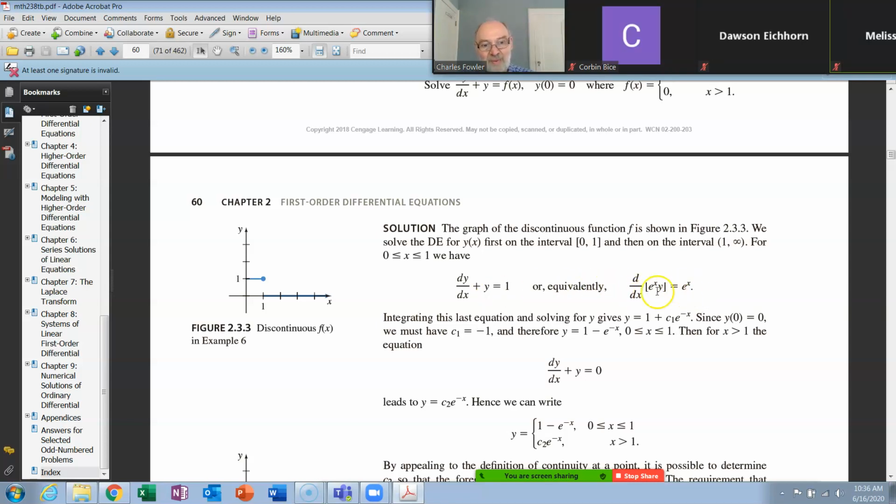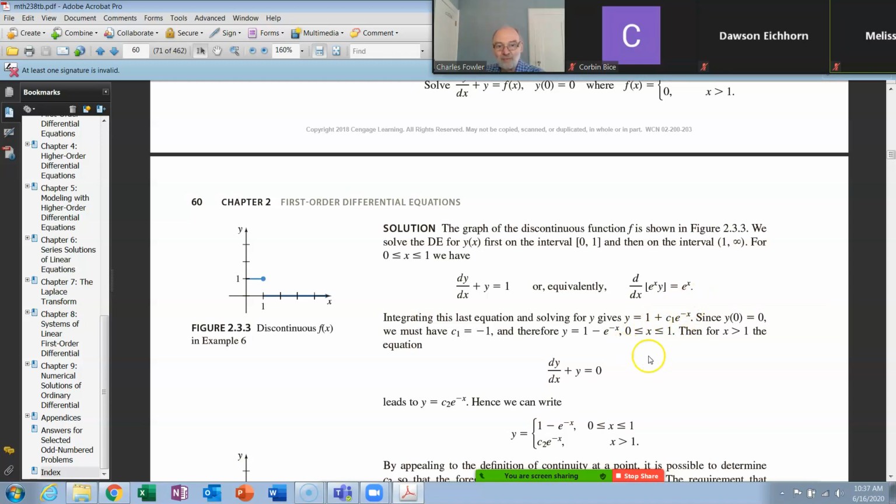They multiplied this by both sides. e to the x was the integrating factor. Now they skipped a bunch of steps to do it. It made it look like that was simpler and easier, but it really took just about as much writing. And integrating the last equation, this one, that would be e to the x times y is equal to e to the x, plus c, or c1 they call it.